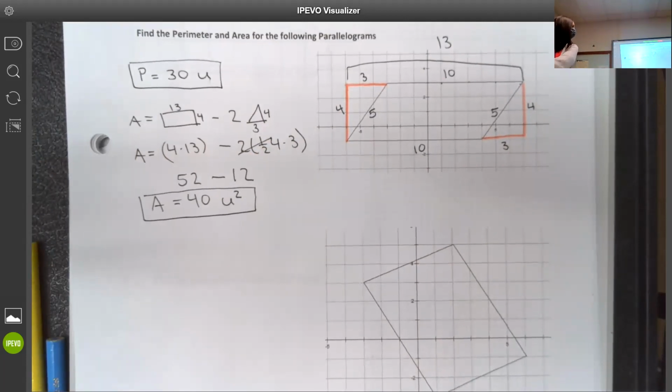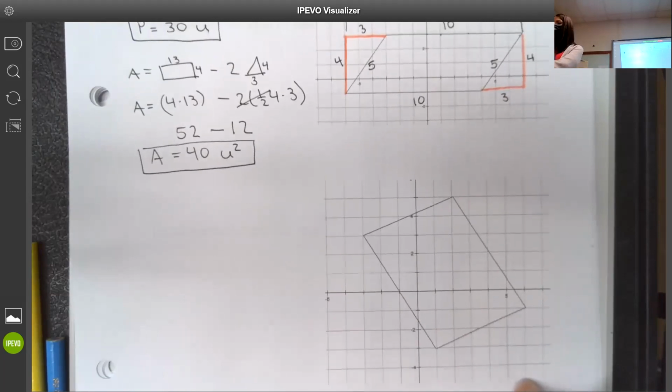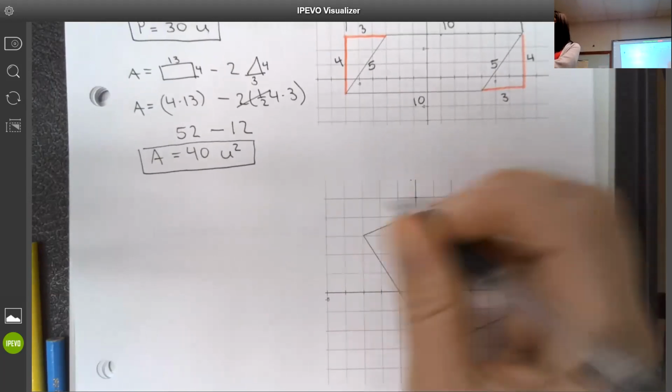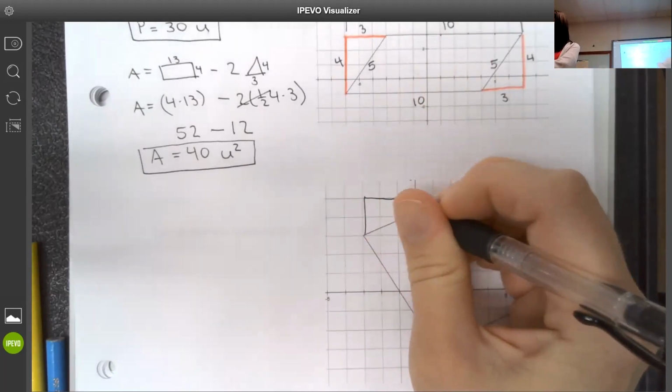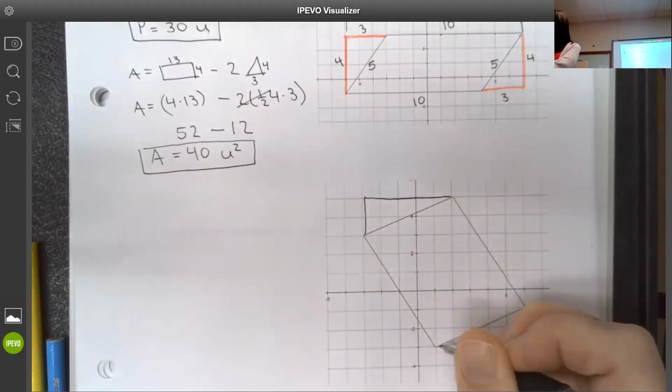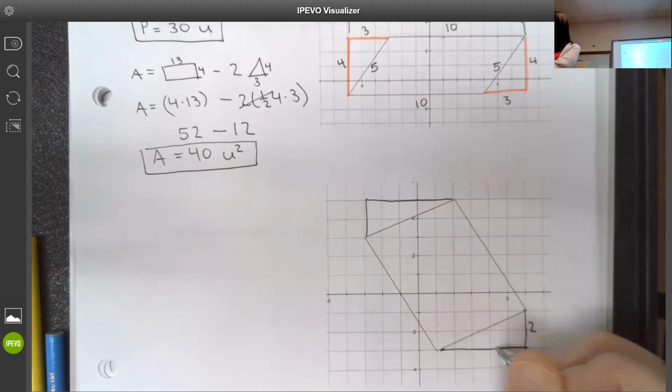Okay. Now the second parallelogram is trickier. You still want to find the perimeter, and you're going to have to do the Pythagorean theorem here. You won't have a triple. Okay, so you're going to draw in, same idea, right? So I'll give you some more time to look at this one.